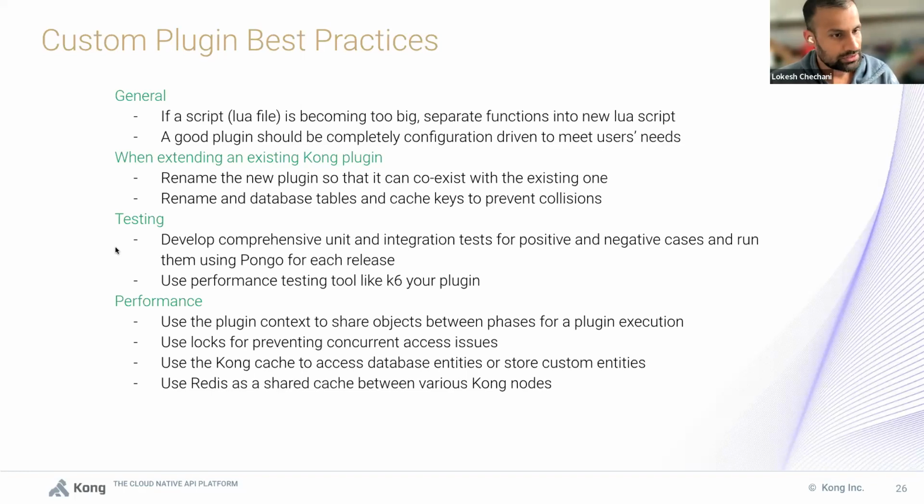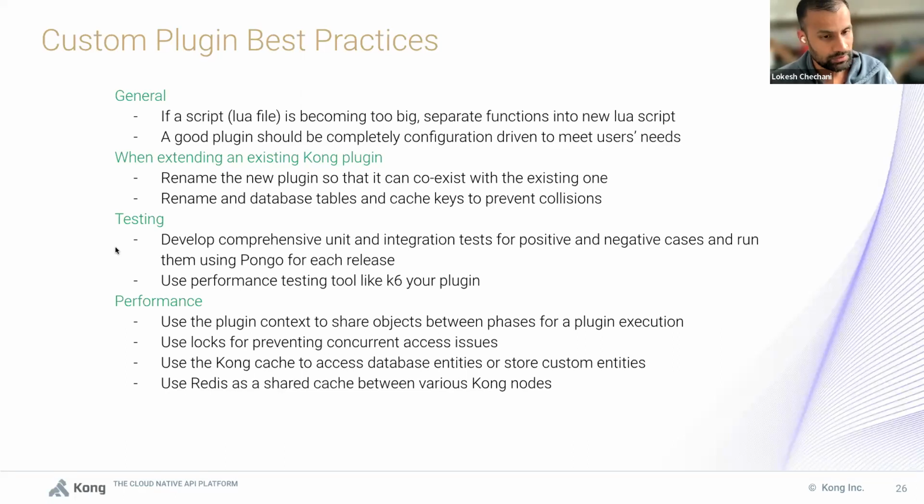There are a few things to know around performance. For example, if you need to share something between your different phases, say you need some sort of ID which comes as part of the request phase, and your upstream is not sending it back, but you need that information to be sent back to your API client, then you can create a plugin context and share that object between different phases.